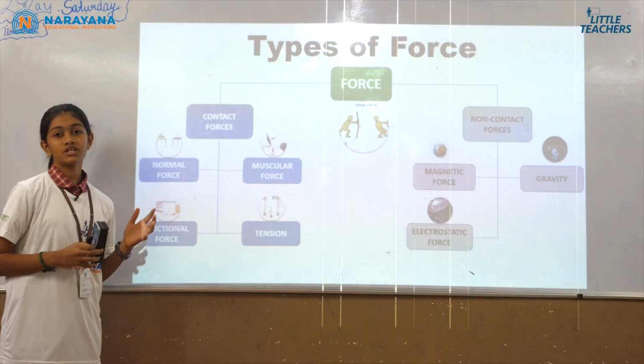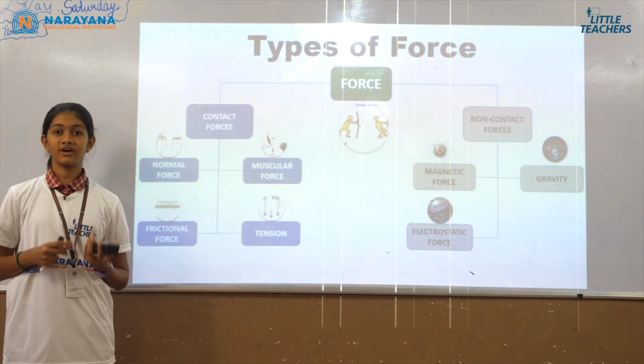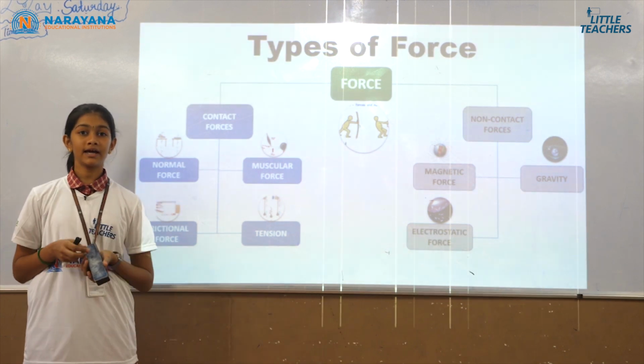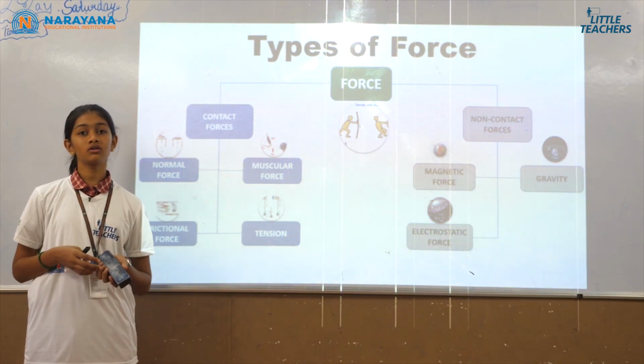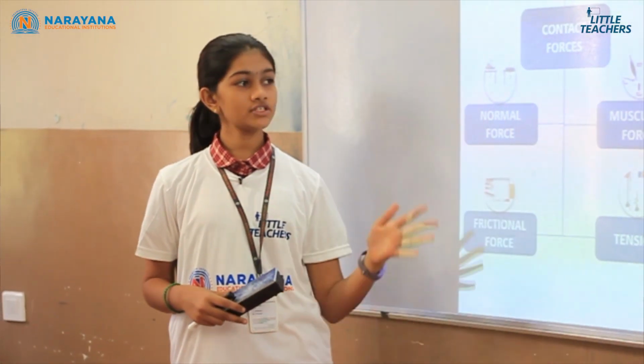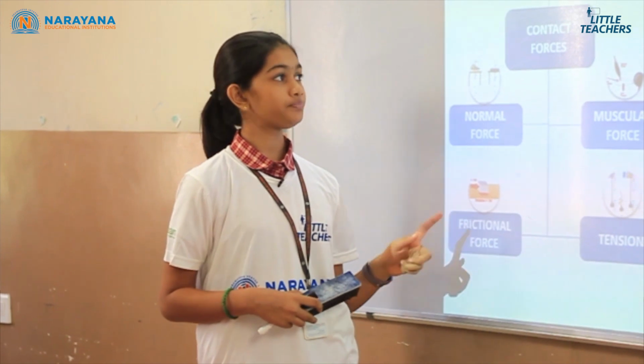Now this is a flow chart just to show the types of force and how it can be classified. Force can be classified into two types: contact force and non-contact force. We have many kinds of contact forces, but we are only going to be looking at a few of them today. In contact forces, we have normal force, muscular force, frictional force and tension. And in non-contact forces, we have magnetic force, gravity and electrostatic force.